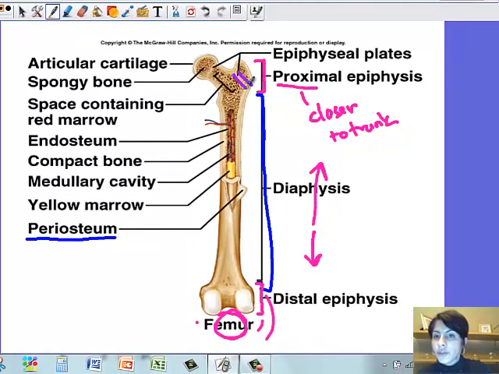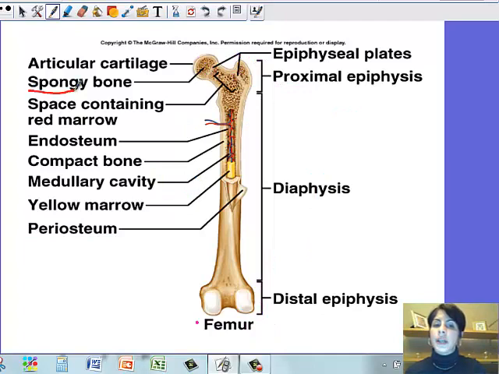So this is a region right here where bone grows outward and upward, so the long ways. Bone can also grow in girth in this way, and that occurs in the shaft, the diaphysis of the long bone. Let's take a look at where the spongy and the compact bone are located.